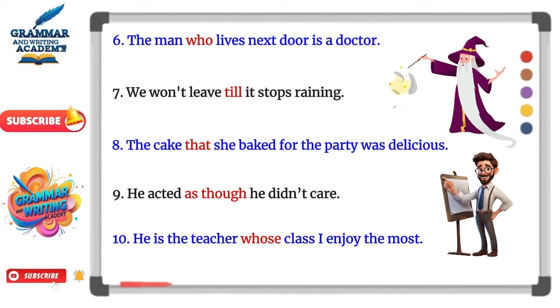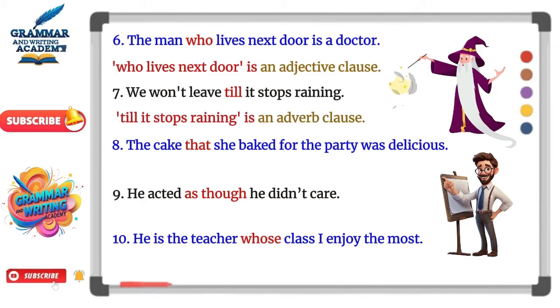We have a relative pronoun which is who. So, who lives next door is an adjective clause. 7. We won't leave till it stops raining. We have a subordinating conjunction which is till. So, till it stops raining is an adverb clause.